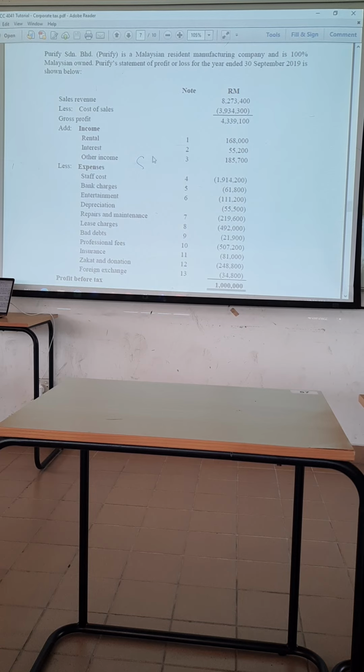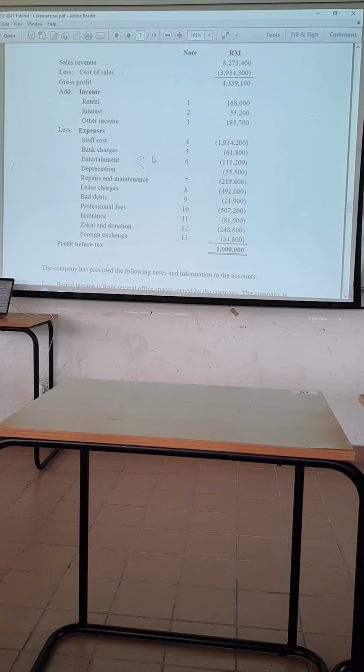Rental, interest, and other income, and then for expenses you have staff costs, bank charges, entertainment, depreciation.